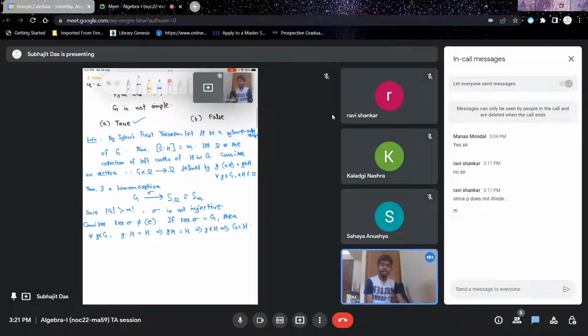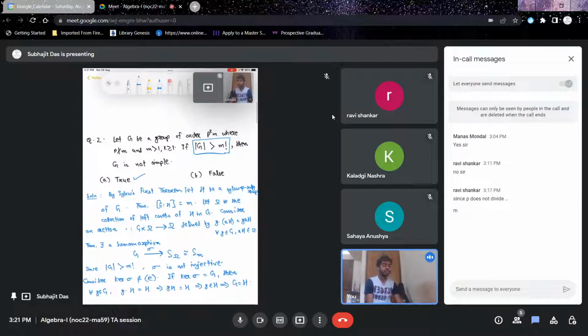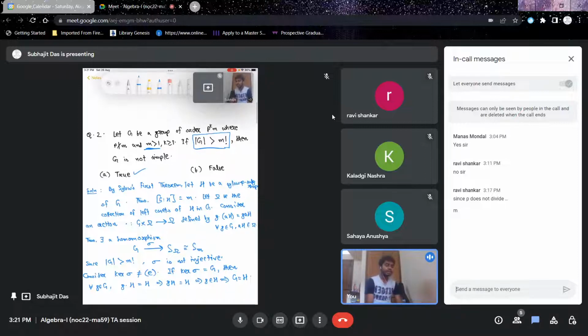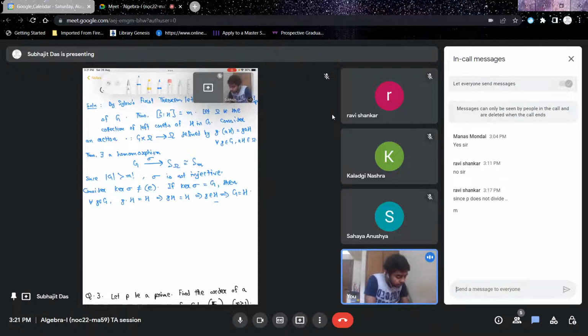Can the subgroup H, which is a Sylow subgroup of G, be exactly equal to G? No, right? Because of this assumption that m is strictly greater than 1. Simply because of this assumption we are done. Since m is strictly greater than 1, we know that H has to be a proper subgroup of G, that is, the cardinality of H is strictly smaller than the cardinality of G. So this is again a contradiction.